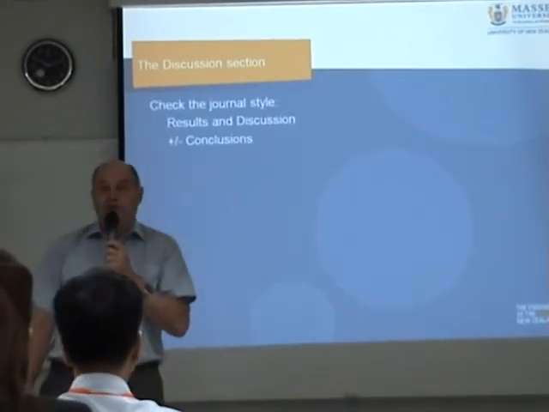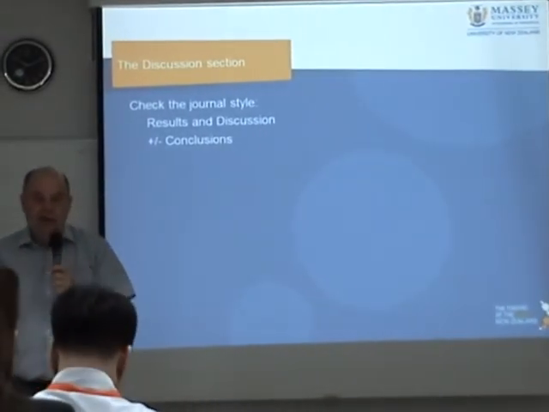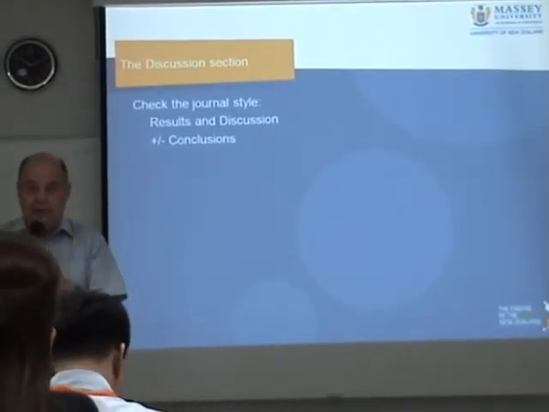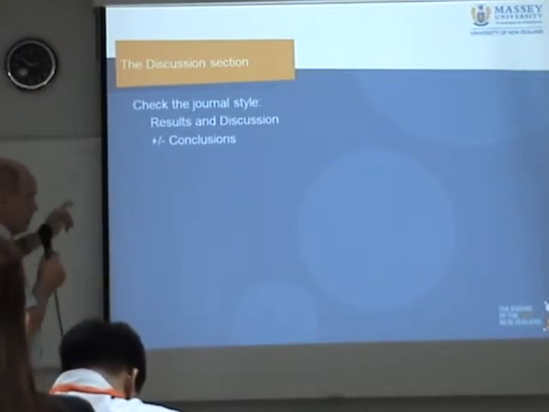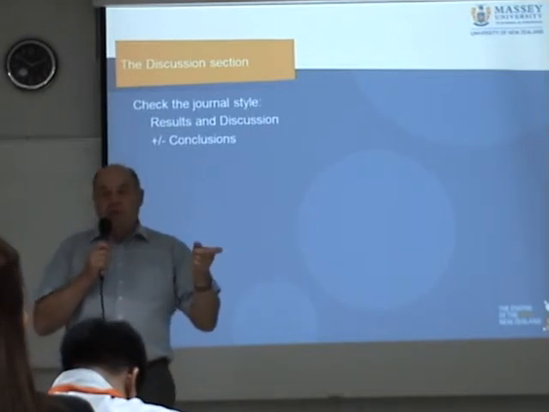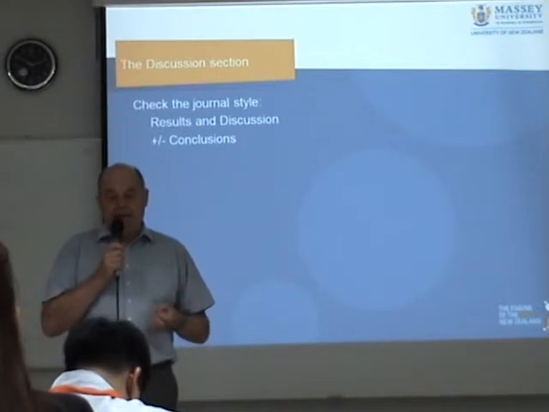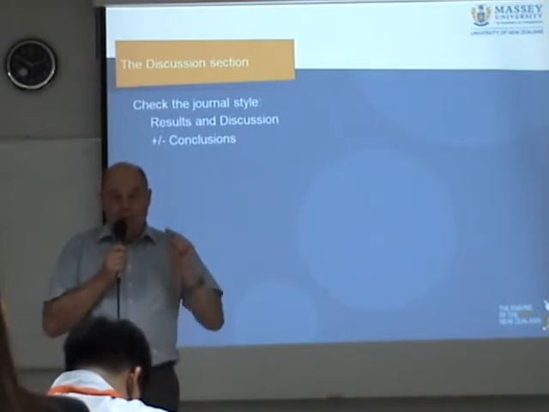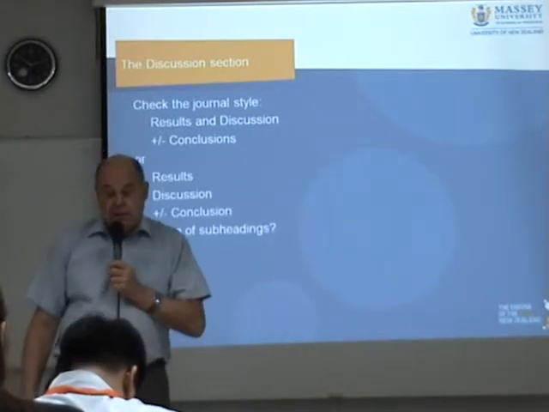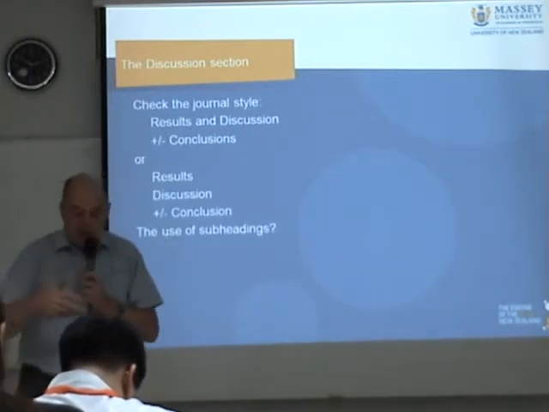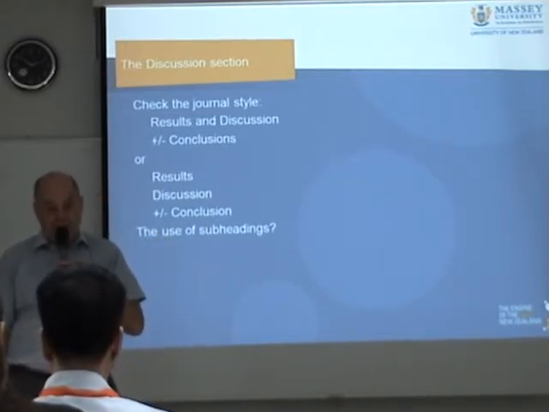Now you need to check with the journal that you're writing in, or indeed with the university that you're writing your thesis in, to find out whether they have separate results from discussion sections, followed maybe by a conclusion section, all with their own titles. Or do you have a combined results and discussion section, maybe followed by conclusions?